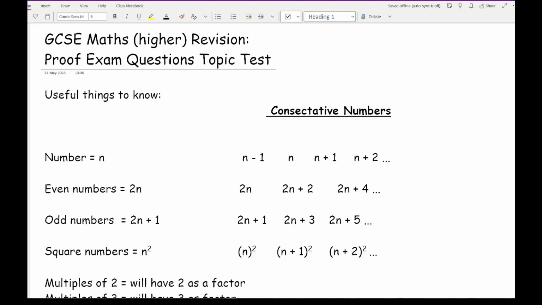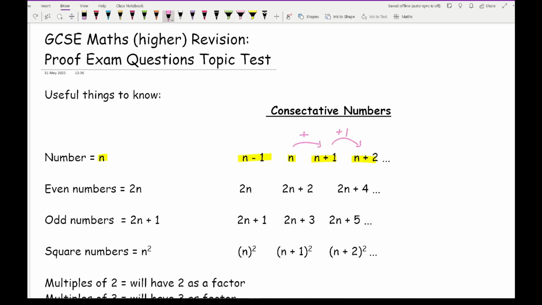So here, if you want to represent a row of consecutive numbers, then if n is your choice of number, the next number would be n plus 1, and the next number would be n plus 2. So there's three consecutive numbers. Alternatively, you could have started with the previous number, which is n minus 1. And again, to get consecutive numbers, all you're doing is simply adding 1 from one term to the next. And obviously from this one, we take away 1, but if we're going in the opposite direction, we're still adding 1.